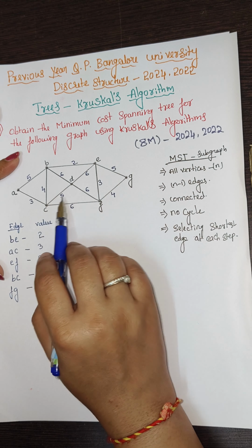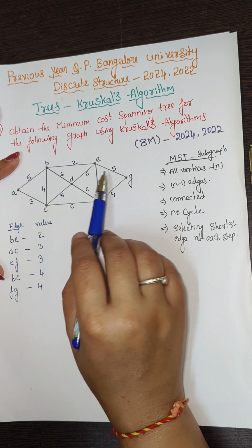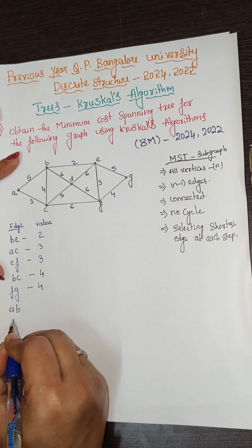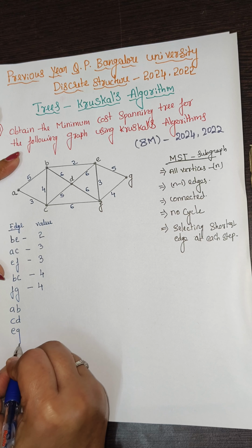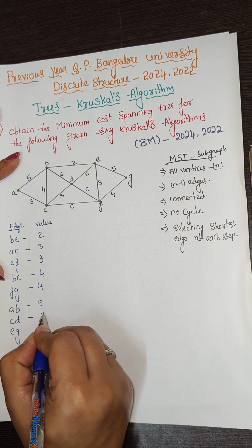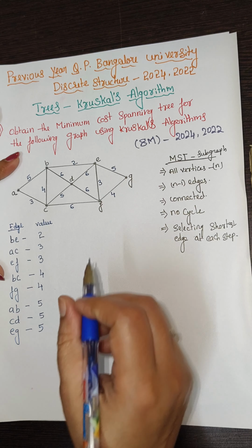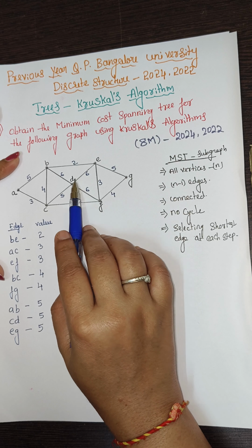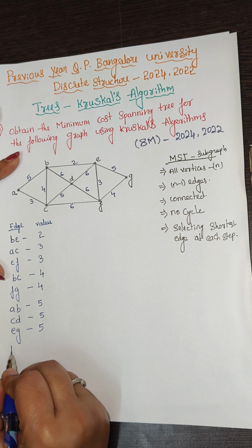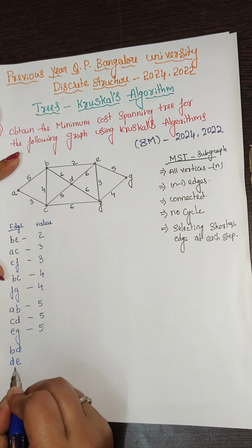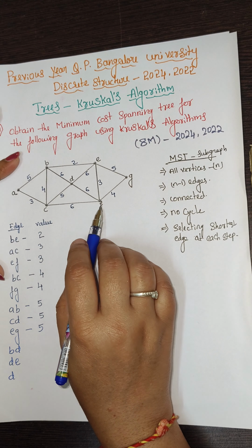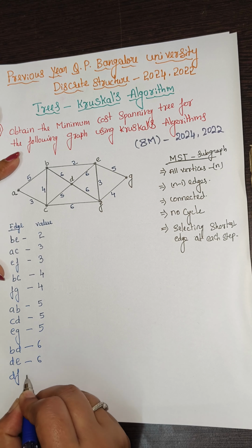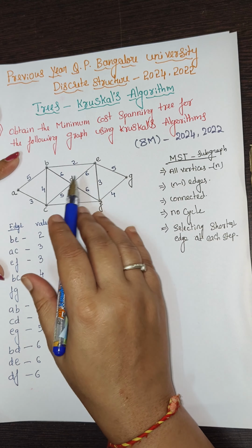Only two are 4. After that 5. How many are there? 1, 2, 3. AB, CD and AG. What are the values of these? 5. Next 6. How many are there? BD, DE and DF. DF, this one, not DG. DF is 6.